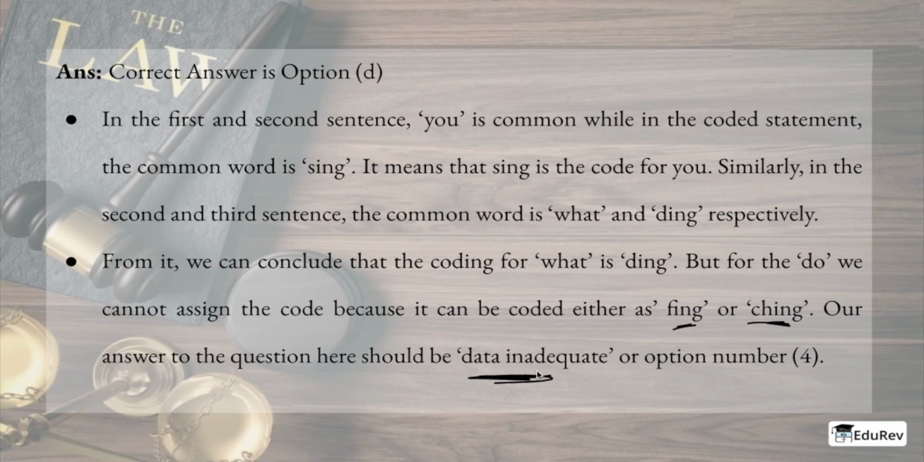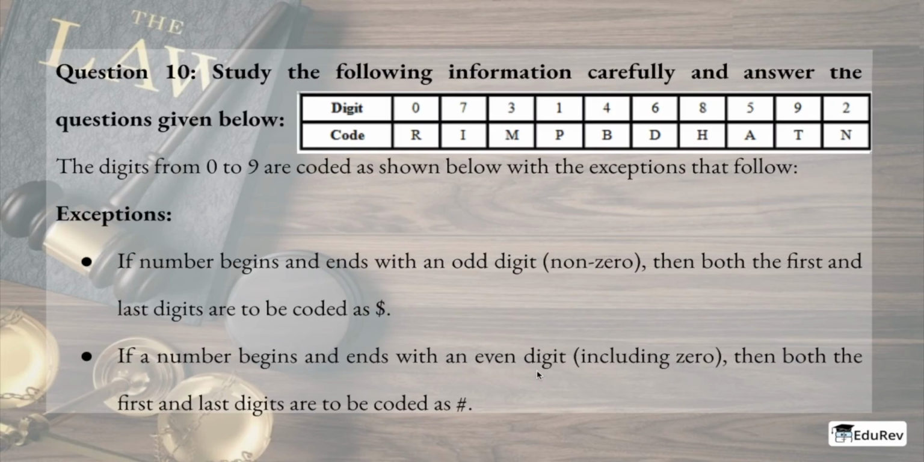So let's move to the next question. This is based on the miscellaneous topic which we pointed out in the previous lecture. In this example, we need to study the following information carefully and answer the questions. The digits from 0 to 9 are coded as given here. And what are the conditions? If a number begins and ends with an odd digit that is non-zero, then both the first and the last digits are to be coded as dollar. If a number begins and ends with an even digit, including 0, then both the first and the last digit are to be coded as hashtag.